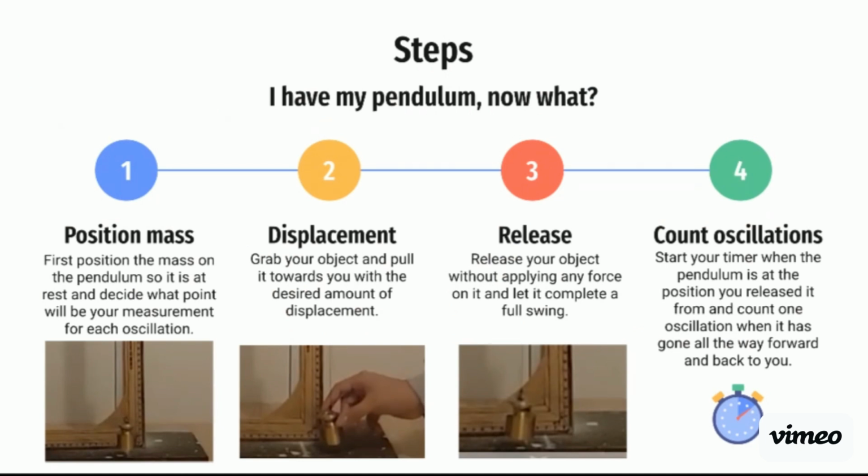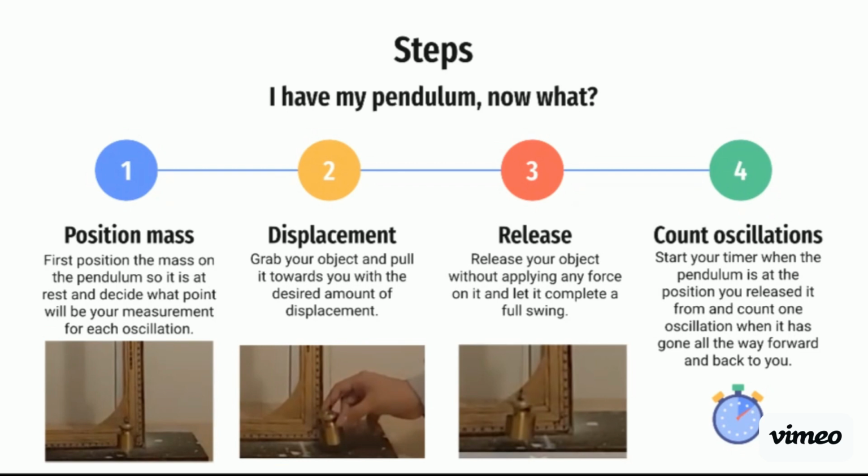First, you want to put your mass on the pendulum at your desired length and have it be at rest so you can choose what point of the mass to take as reference for displacement. In my case, the first picture on the left, you can see that the mass is at rest, and I drew a line on the bottom of the base so I can see where my middle point is at all times.